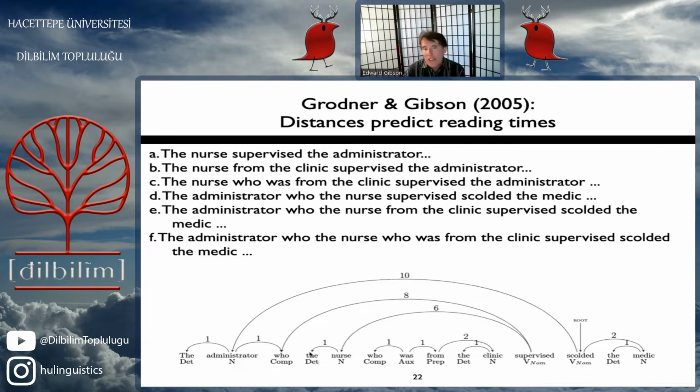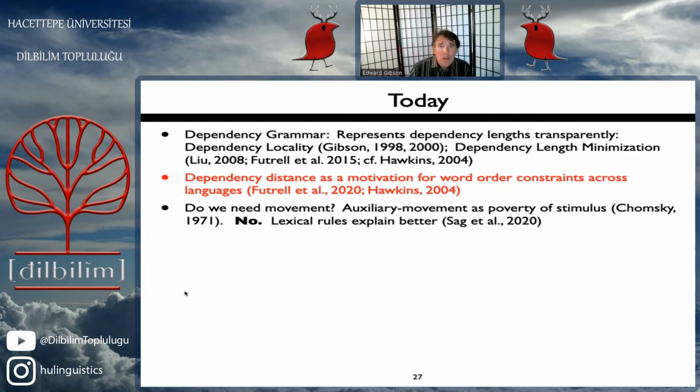If I drew a phrase structure of those things, it's just harder to see. It's not that it's not there, it's just hard to see. So I'm not saying phrase structure is wrong. I'm saying this is easier for me to make inferences about. Dependency distance offers a nice motivation for word order constraints. Let's move on to that.